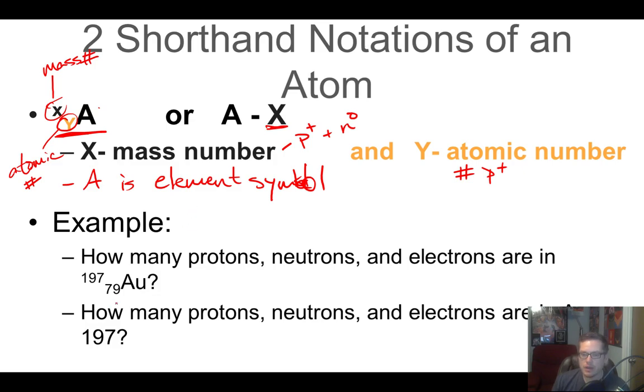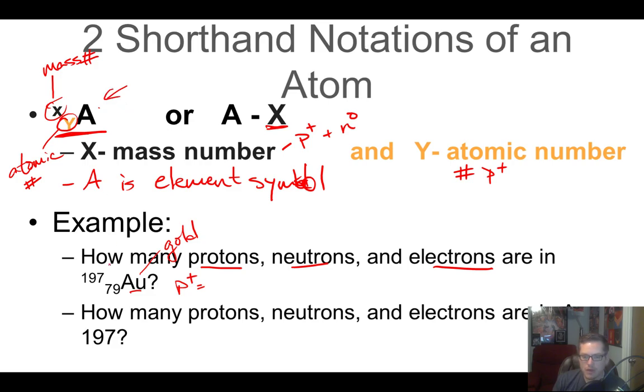All right. So down here we've got two examples, and we want to say how many protons, neutrons, and electrons are in this element. So Au, you should all know now that Au is gold. So we can find gold on the periodic table, or Au. Now, the number of protons is equal to the atomic number, and since we're in this shorthand notation, we know we're going to use this guy up here.